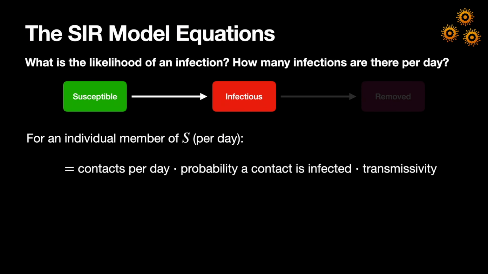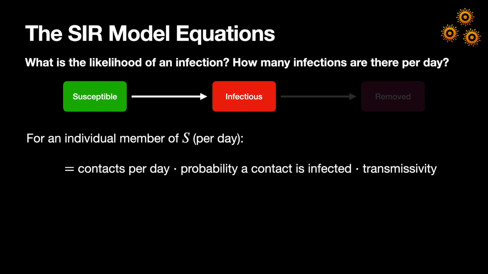Now let's look closer at the mechanics of the infection process. Let's start with how the population flows from the S box to the I box. I'm going to break this computation up into pieces. So first, let's just consider the probability that on any given day, a susceptible member of the population gets infected. For a susceptible person, we're going to take the number of contacts they make per day, multiply that by the probability that a contact is infected, and then multiply that by the probability that an infected contact infects you. So that's contacts per day times the probability a contact is infected times the transmissivity.